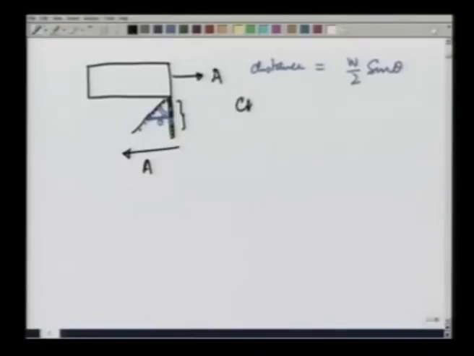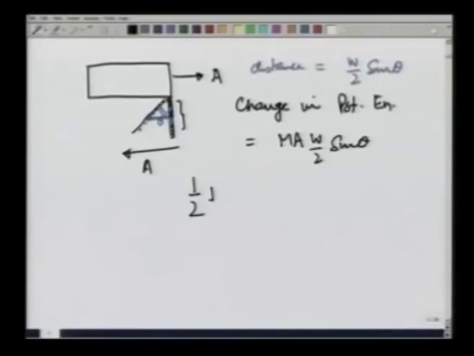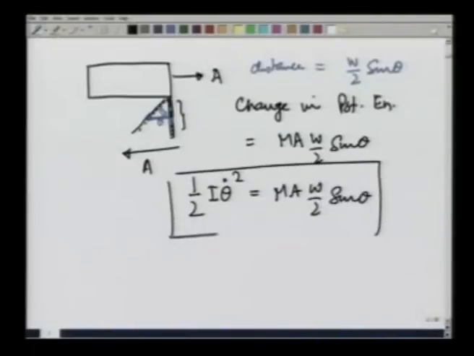and therefore, change in its potential energy is equal to m a, which is the force, times w over 2 sine of theta. It is by that much that its potential energy has decreased, and therefore, the increase in the kinetic energy should be precisely that, m a w over 2 sine of theta, and that is your answer.